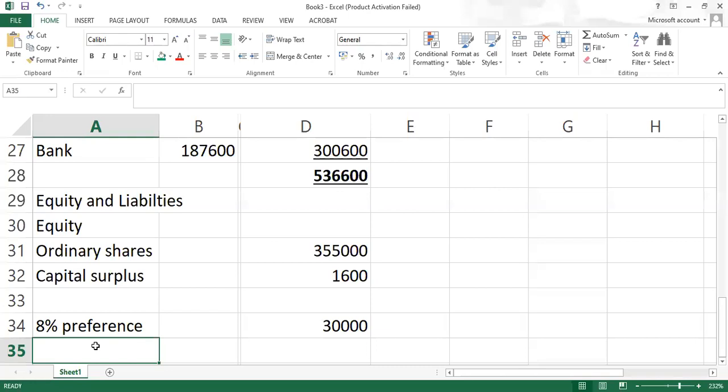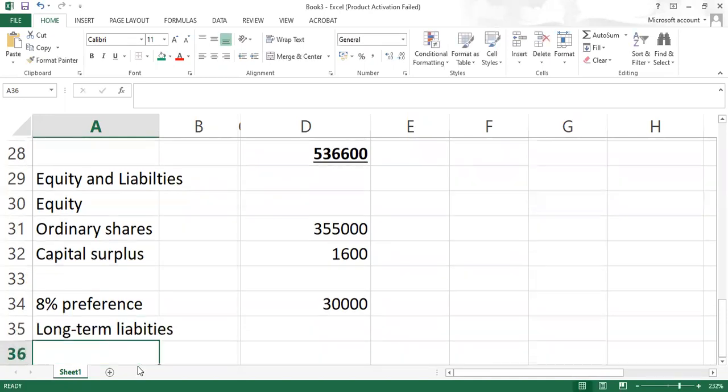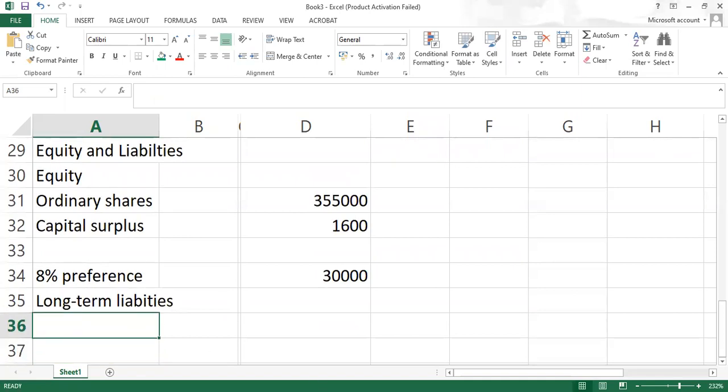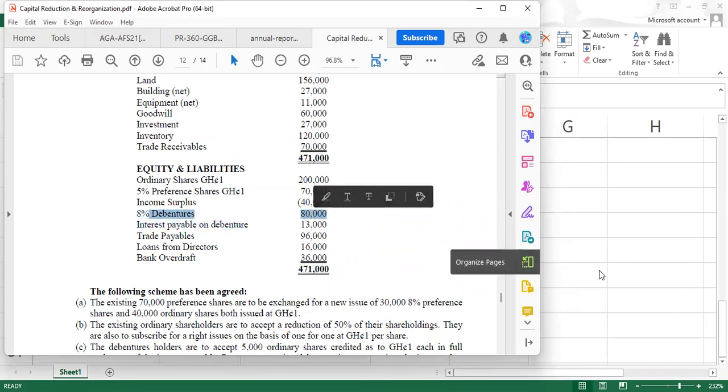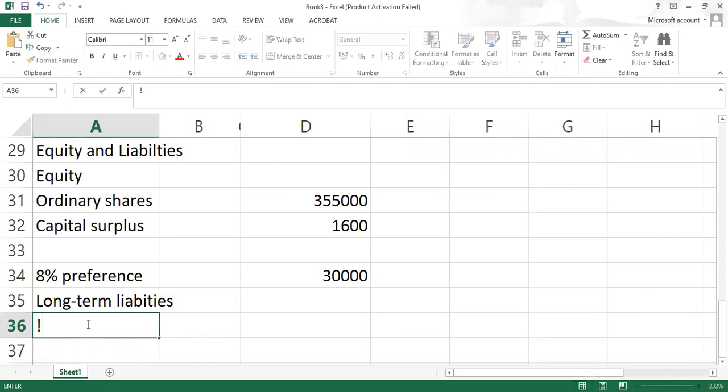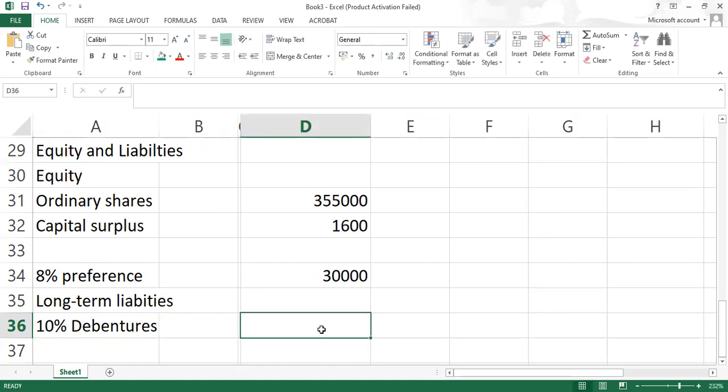Okay. Let's come to long-term liabilities. The first long-term liability in the question is debentures, isn't it? 80,000. We issue an additional 20,000. So debentures will now be 10%. They say they are going to increase it post-reconstruction to 10%. This will now be 100,000: 80,000 plus the additional one that we issued.